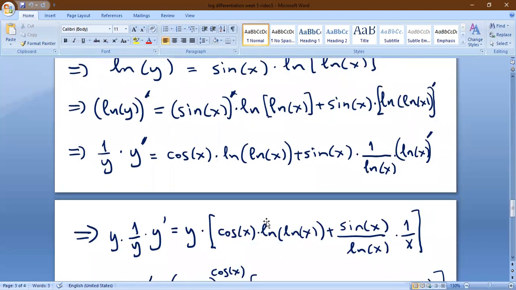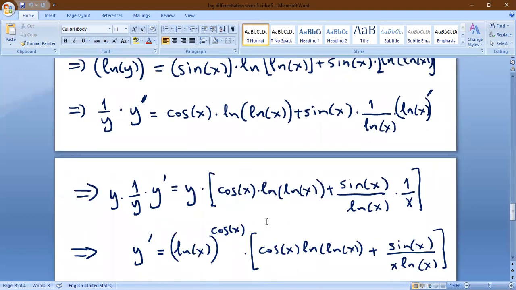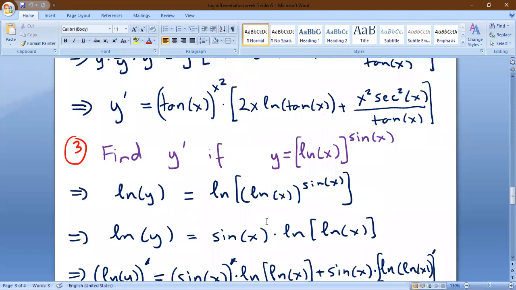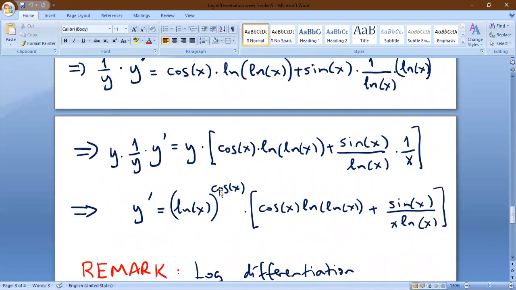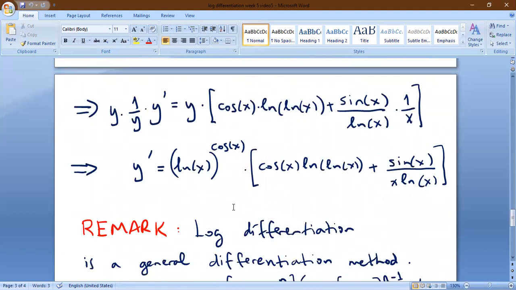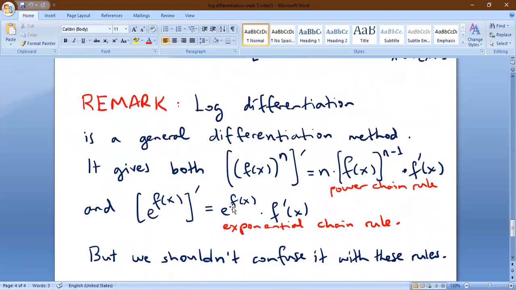So we multiply both sides by y, so y prime equals, writing y back, ln of x to the power cosine of x. Wait, that's ln of x to the sine of x. This cosine should be sine. So y prime equals ln of x to the sine of x times cosine x times ln x plus sine x over x ln x.